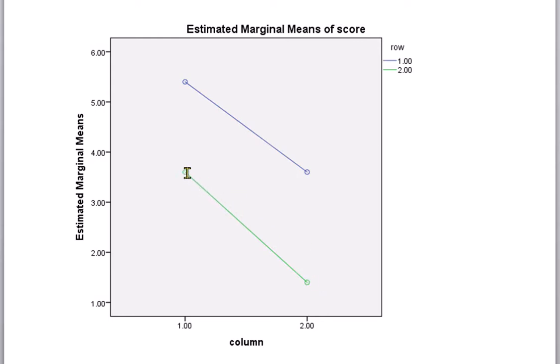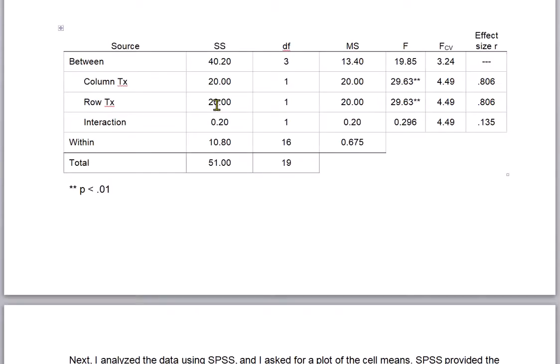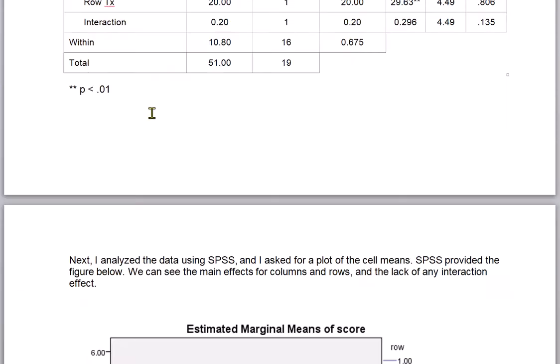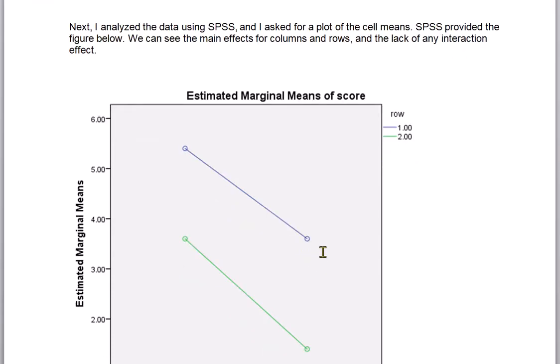What we're seeing here is the fact that we have a main effect for columns in the sense that the lines are going down when we shift from column 1 to column 2. That's the shift along here from column 1 to column 2. That's the main effect of columns, visually speaking. And then you can see the main effect for the rows because there's this big gulf in between these two rows. So whatever this treatment is, row therapy present, that's row 1.